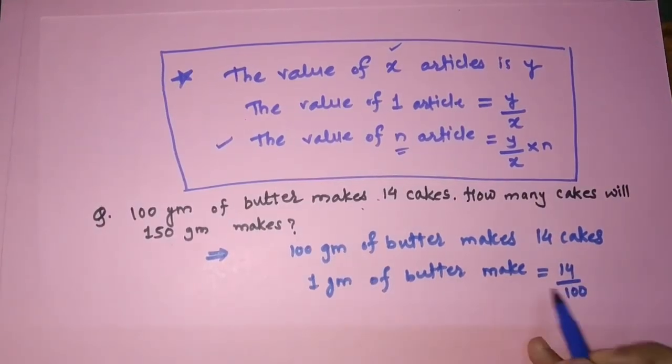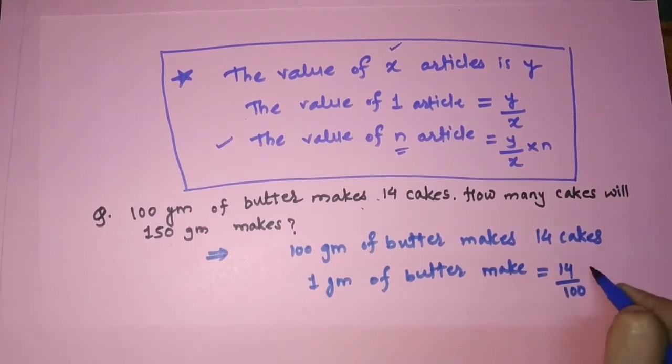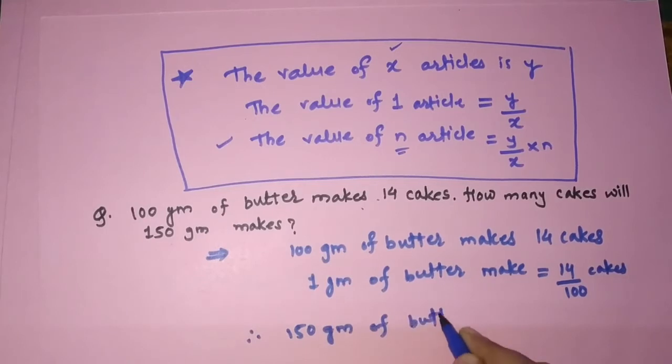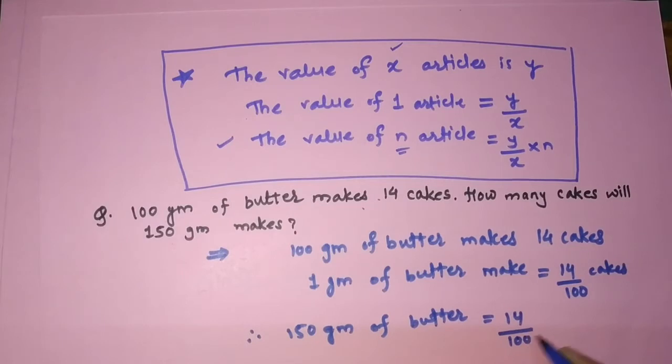So 1 gram of butter can make 14 upon 100 cakes here. Therefore the desired is 150 gram of butter, which is going to make 14 upon 100 multiplied by 150. So we'll go for it here.